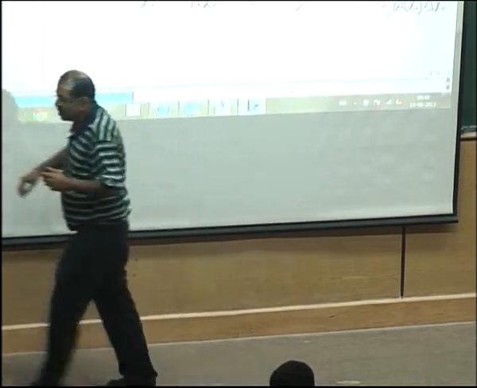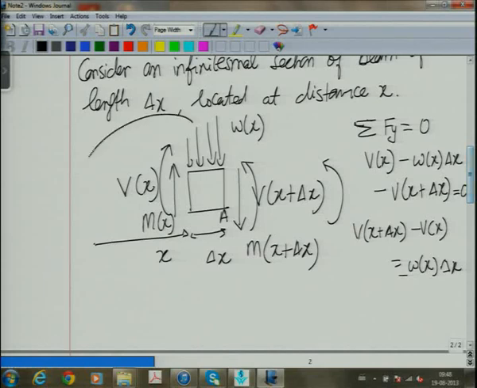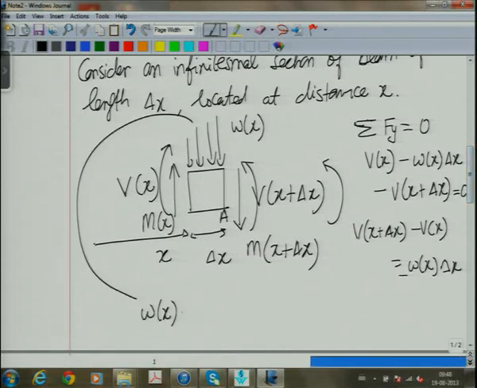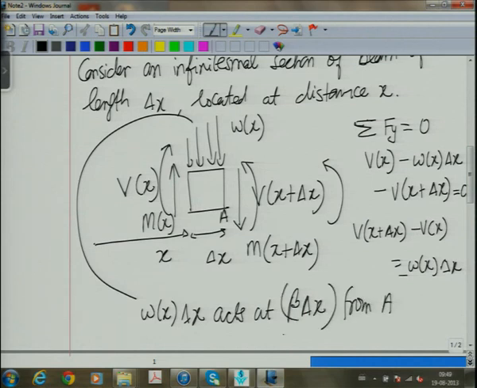So that means this load is W of x delta x, and it acts at beta delta x from A, where beta lies between 0 and 1. Because I am not talking of a discrete load, I do not put an equality, because it is a continuously varying load, so there has to be some contribution either from this side or that side. So it will vary between 0 and 1. So now what will be the contribution because of this?